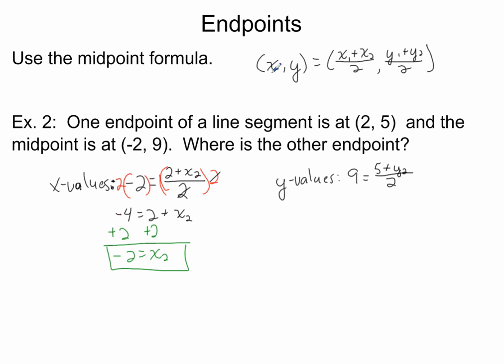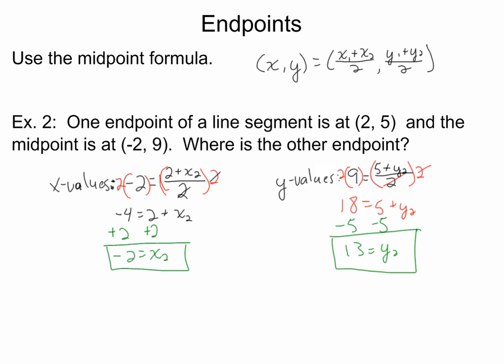All right, for the y value, I do the same thing. I want to start out by multiplying both sides by 2. 2 times 9 is 18. Those cancel out. I'm left with 5 plus y sub 2. Next step, I want to subtract 5 from both sides. And so I get y sub 2 is equal to 13. And so the other endpoint is at negative 2, 13.